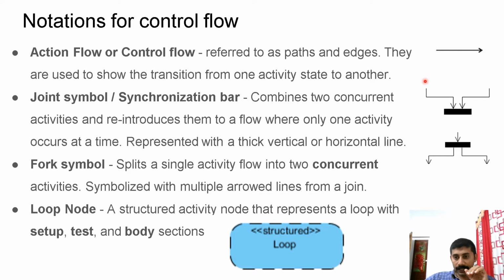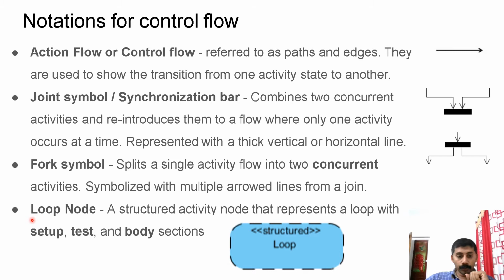So here you have two threads. You are reaching the synchronization bar. Now from the synchronization bar only one control path will go out. So this is join symbol. Fork symbol, it is actually reverse logic. It is splitting a single activity flow into two or more concurrent activities, symbolized with multiple arrowed lines from a join. So here control is reaching from the synchronization bar, two control paths are going out. That means two threads are getting spawned from that point.